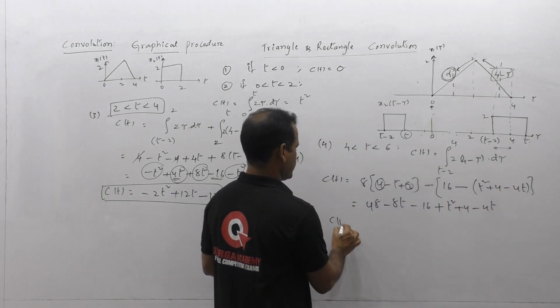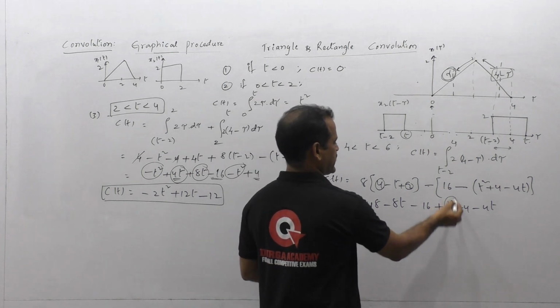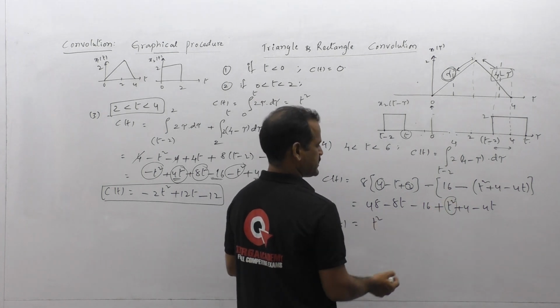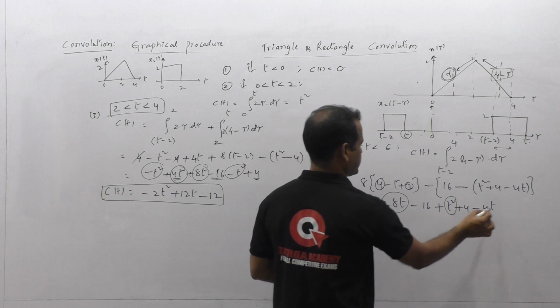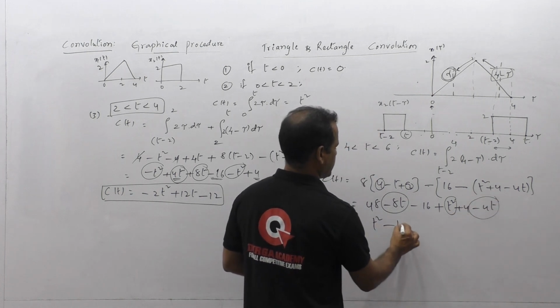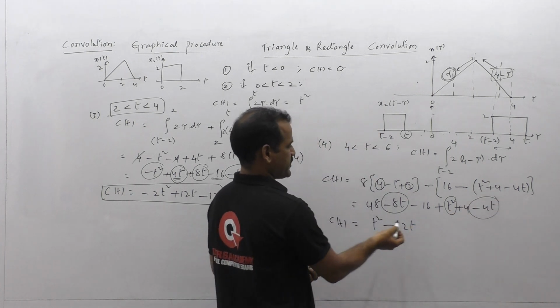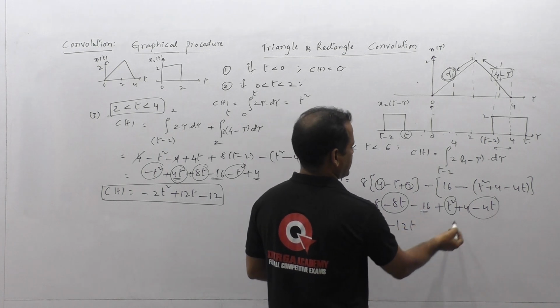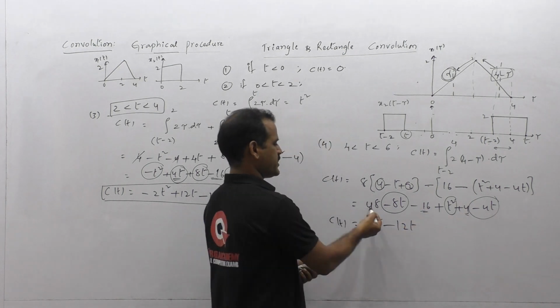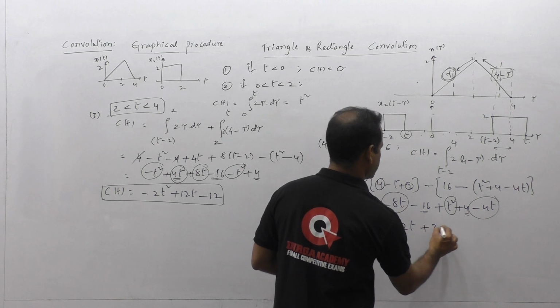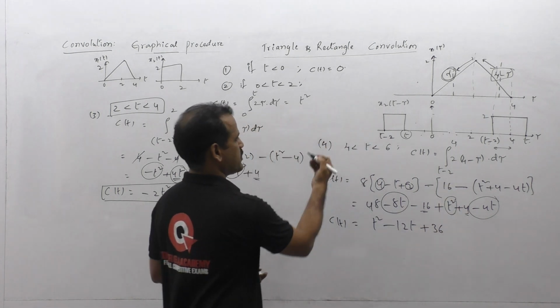Let us write this C of t final expression here. First t square, if I consider single t square, next t's, if I consider minus 8t minus 4t, minus 12t, constants if I consider minus 16 plus 4 is minus 12, 48 minus 12, 36, so plus 36 I am having. This is the fourth step.